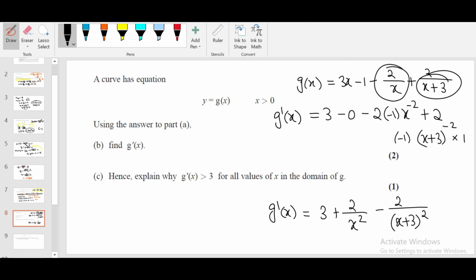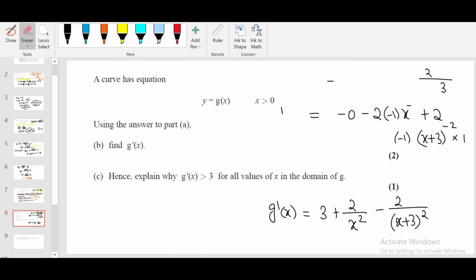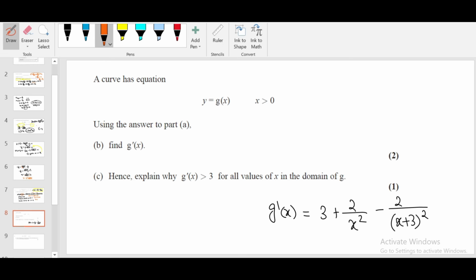That's just a 2 mark question. Part C is a 1 mark question. It says explain why g dash of x is greater than 3 for all the values of x in the domain. Domain is x greater than 0.